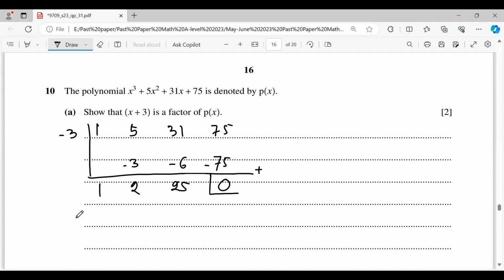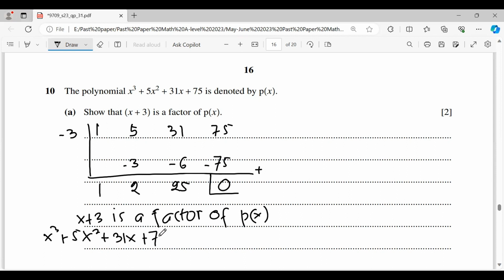The remainder equals 0, it means x plus 3 is a factor of P(x). So x cubed plus 5x squared plus 31x plus 75 can be factorized, and becomes x squared plus 2x plus 25 times x plus 3.